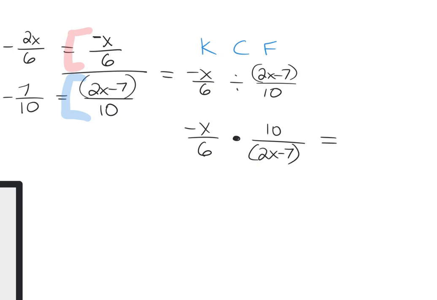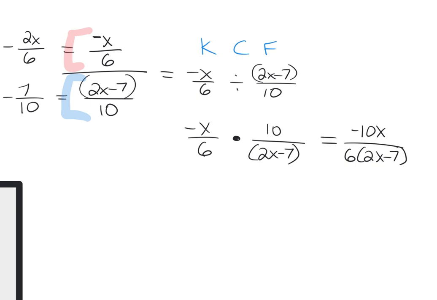Multiply straight across, numerator with numerator. So negative x times 10 is negative 10x. And then my 6 times 2x minus 7, I'm actually not going to distribute it yet because I want to make sure that I can simplify this fraction. If I distribute that 6, then I won't know that I can reduce that fraction at all.